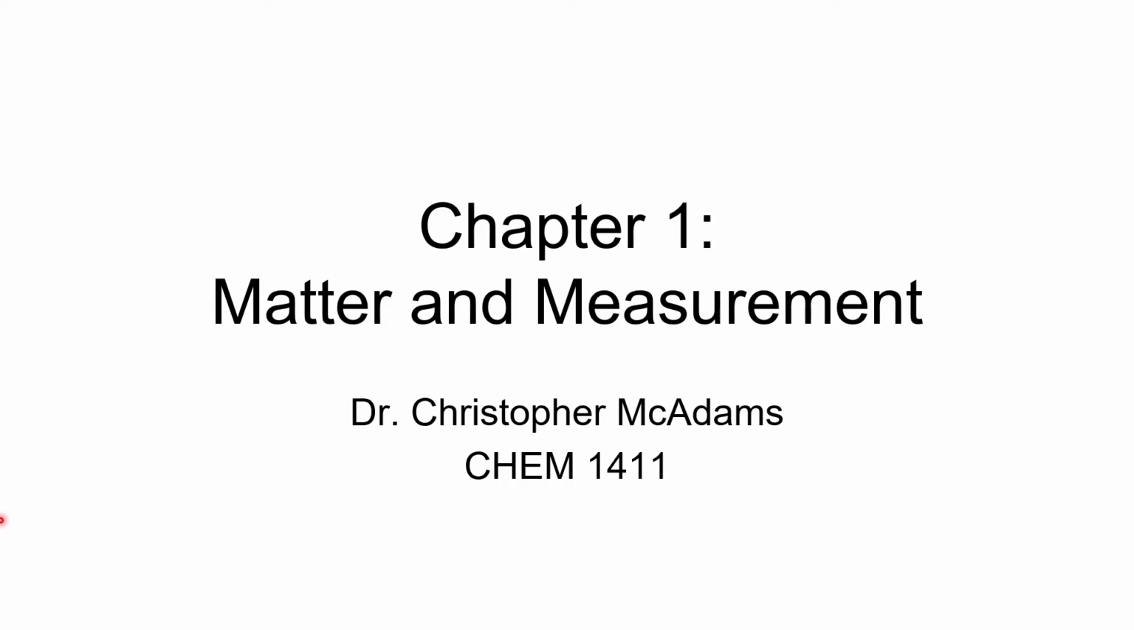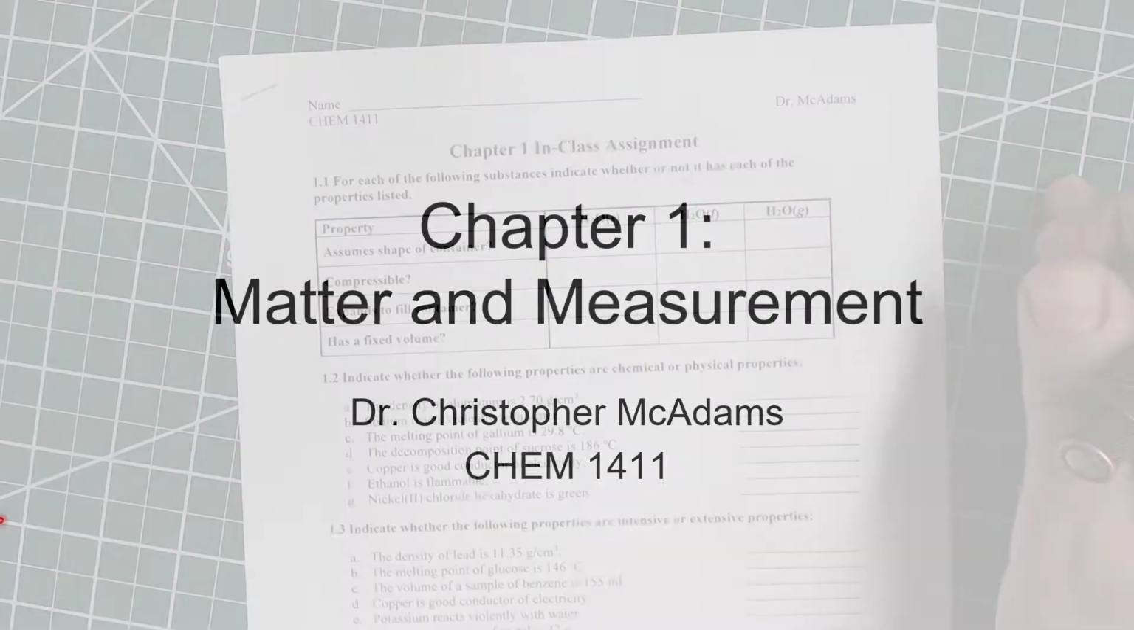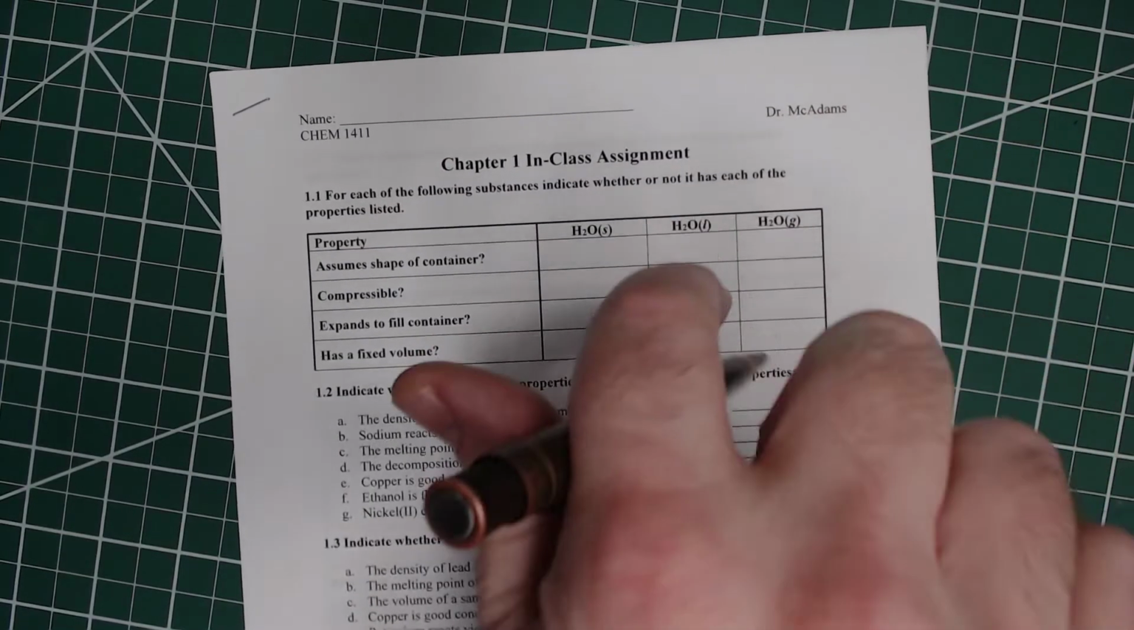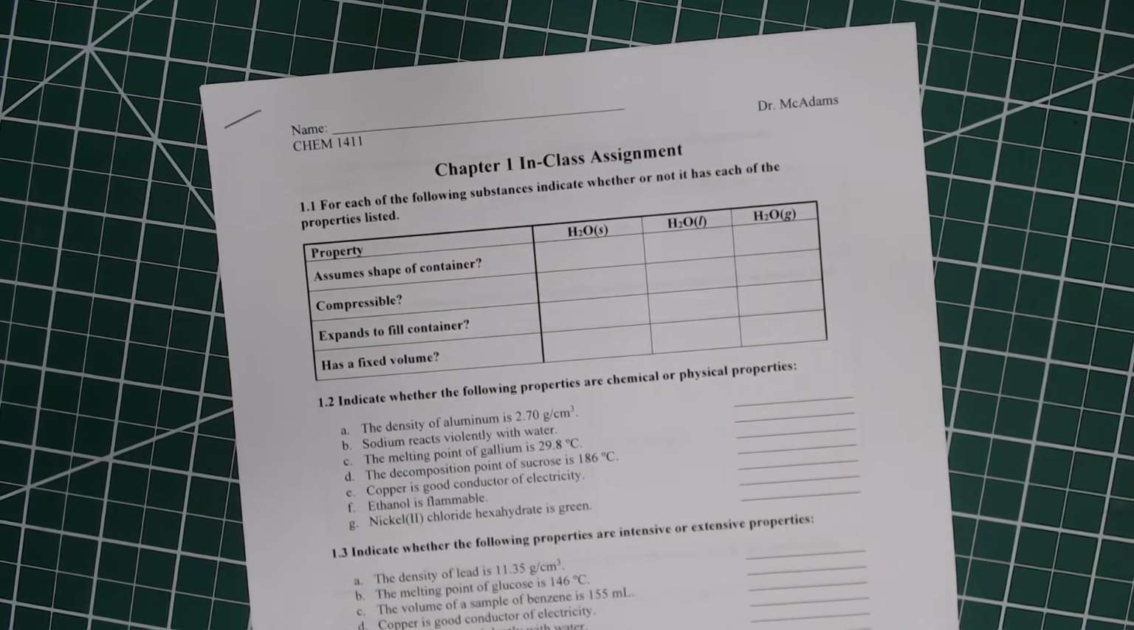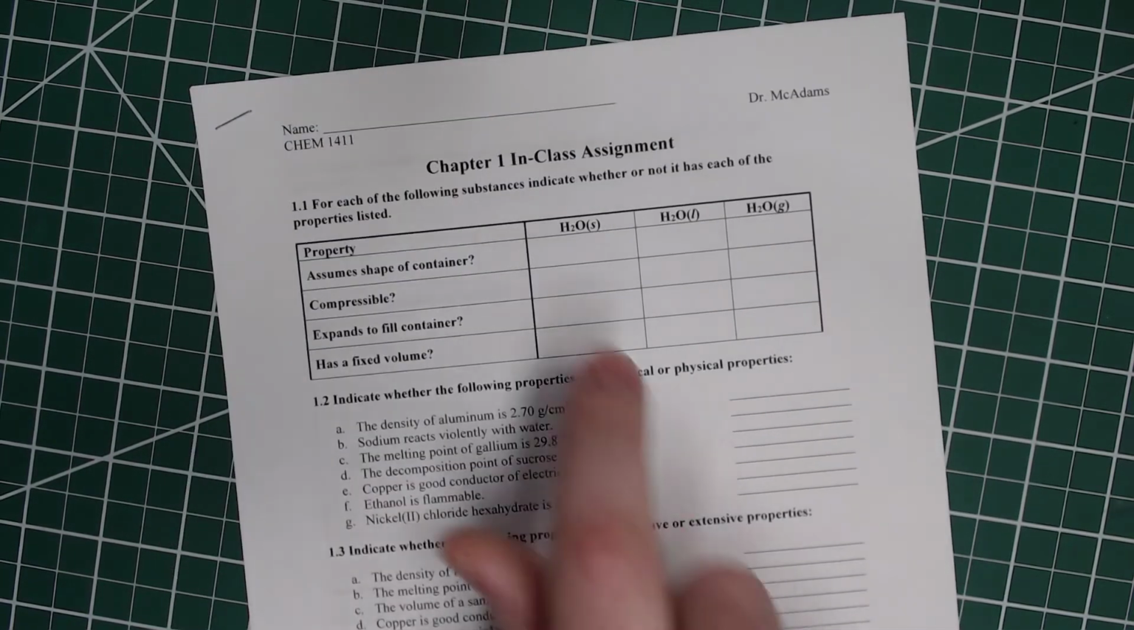All right, well, our first chapter is chapter 1, and chapter 1 is over matter and measurement. Before we get started on chapter 1, I want to switch over to my document camera. And on my document camera here, I've got a document, which is the in-class assignment.